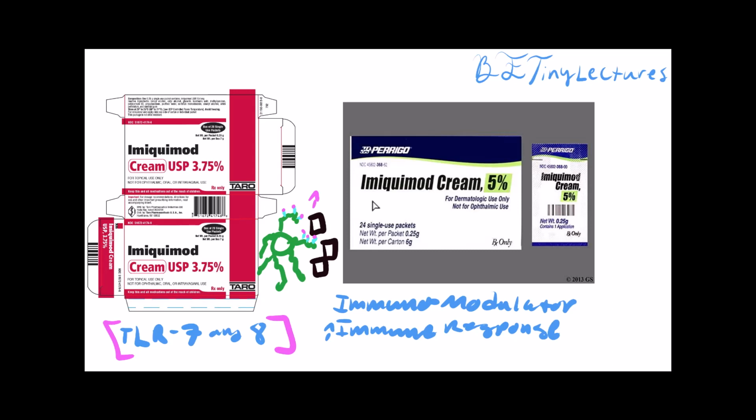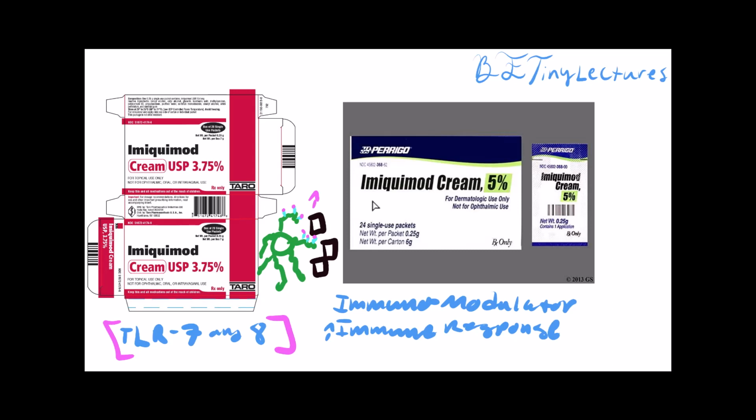You can consider imiquimod, let's say, if the patient had a deficiency in dihydropyrimidine dehydrogenase. So for instance, this patient has basal cell carcinoma. We want to prescribe 5-fluorouracil, but we realize that this person has a deficiency in dihydropyrimidine dehydrogenase.